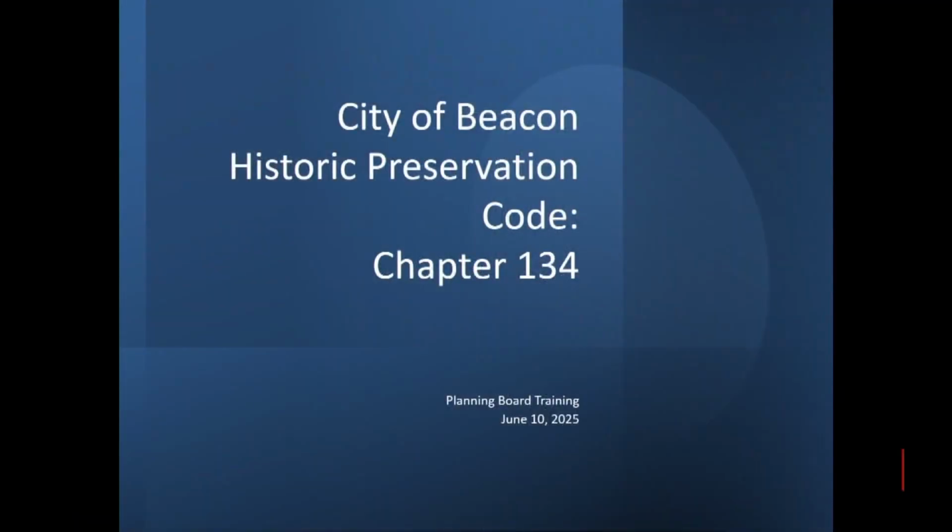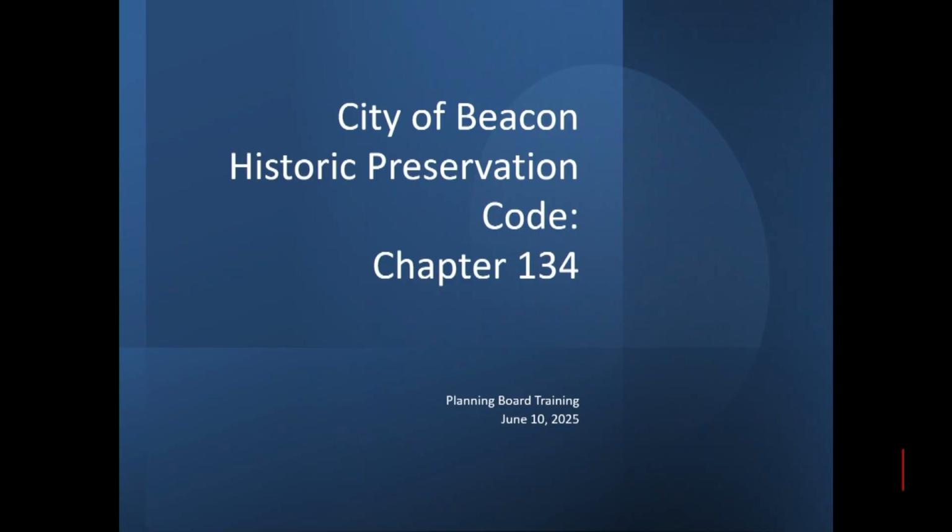So today we're going to talk about historic preservation regulations within the City of Beacon's code. There's an overlay and then the underlying zoning, so this is a little bit unique, so we'll spend some time going through it, both for the board and for the public to understand what the board's looking at when we say a property is in the HDLO or is designated. So Chapter 134 is the City of Beacon's Historic Preservation Code, and we'll walk through that.